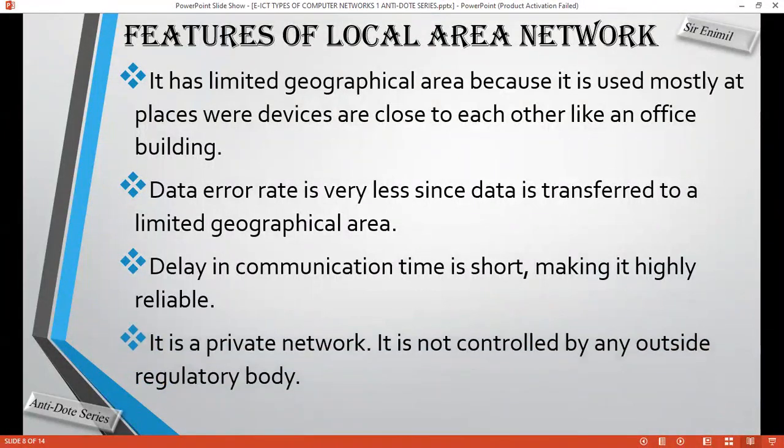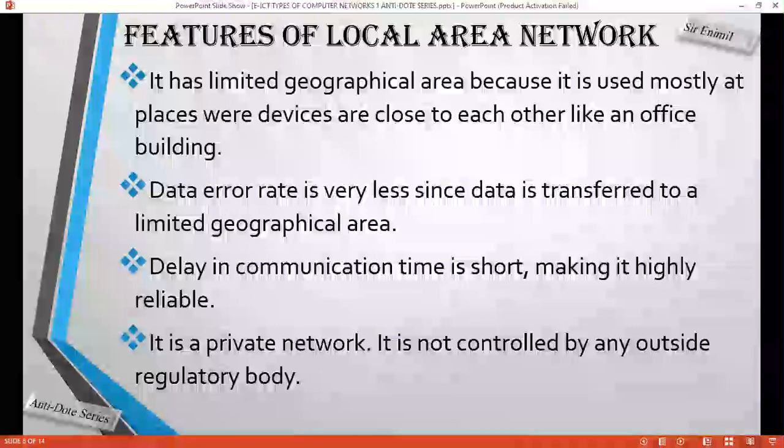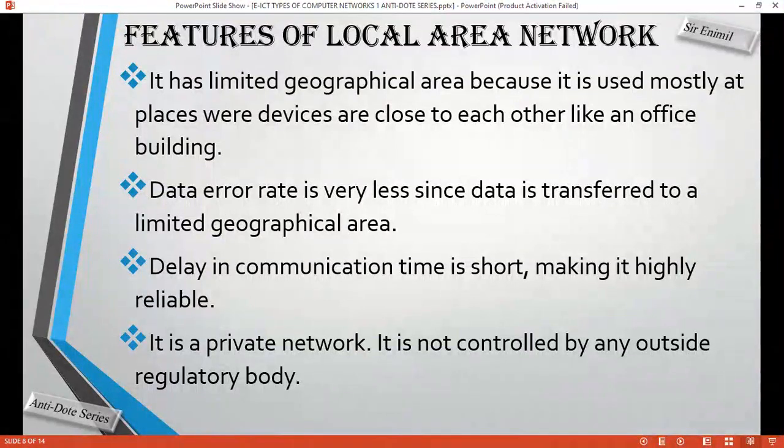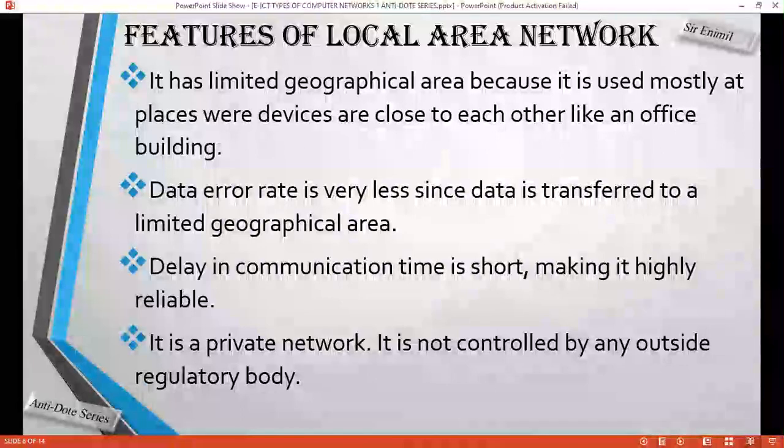Then it's a private network. It is not controlled by any outside regulatory body. Yes. It is a private network in the sense that it belongs to the organization. So it doesn't matter even if you were the one who set up the local area network for them, putting the switches there, connecting the devices and the server to the switches, and even getting a router for internet access. It doesn't matter if you were the one who did that. It doesn't belong to you. The devices and everything that was bought belong to the organization. So it is controlled by that particular organization.